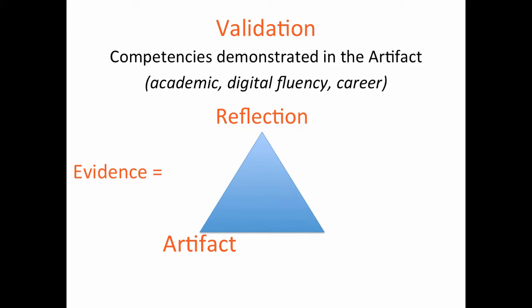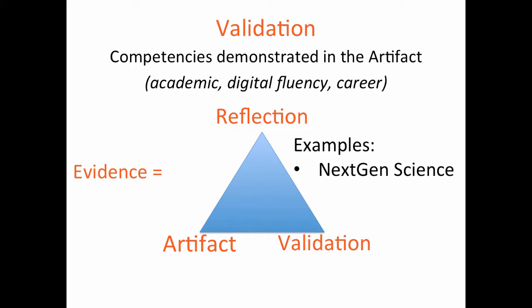Once we've done that, we validate against competencies. And these competencies could be academic, digital fluency, or career. So examples of validation could include the Next Generation Science Standards, or the Common Core academic standards, could include the ISTE standards for students, teachers, administrators, coaches, could include the career technical standards, especially for IT and computer science.